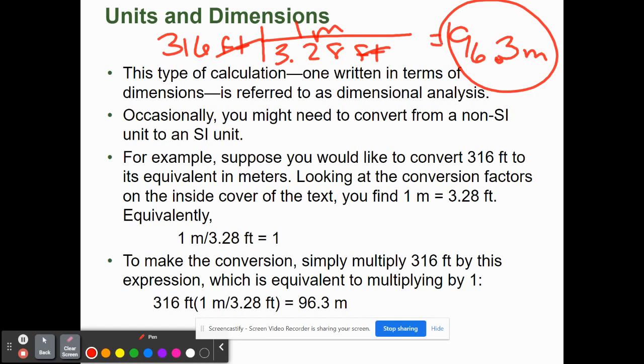Okay, so that's dimensional analysis. Any questions on that so far? Has everybody got that written down?